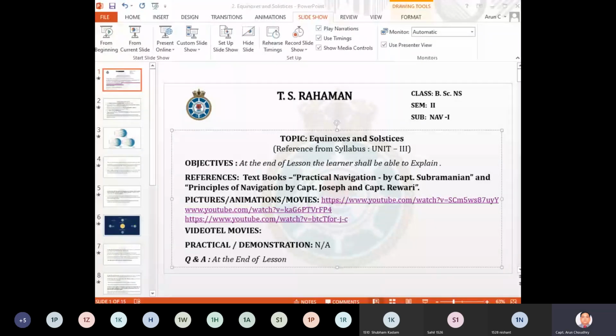So that was about planetary motion. Okay, let's go to equinoxes and solstices. I'm sure now you must be knowing what is an equinox and what is a solstice. Let us see some movies quickly first, and then we'll start. Okay, let me see.